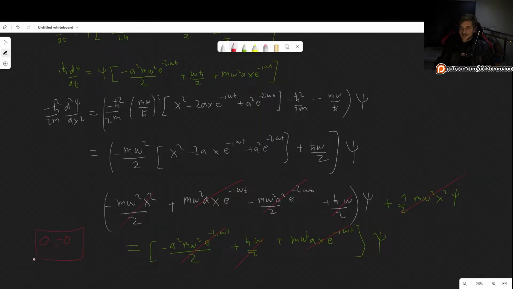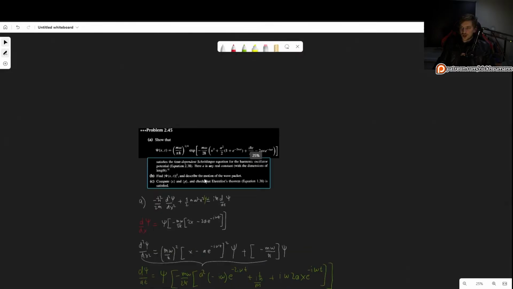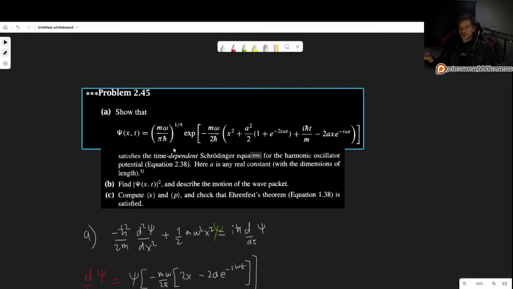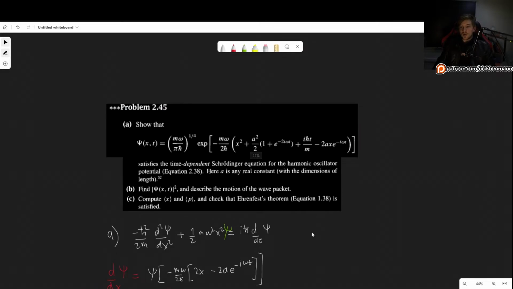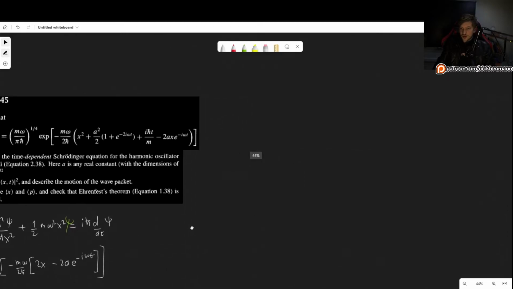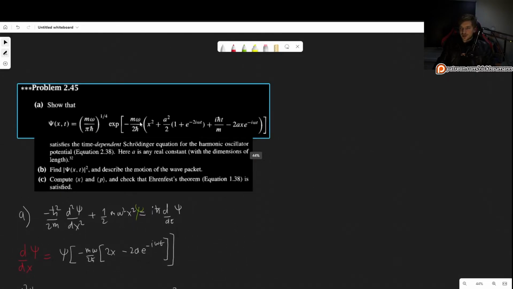This is indeed true. So we just showed that this wave function does indeed satisfy the time-dependent Schrödinger equation for the harmonic oscillator potential. Now we wish to find the probability density. So to do that, we need to take this wave function.